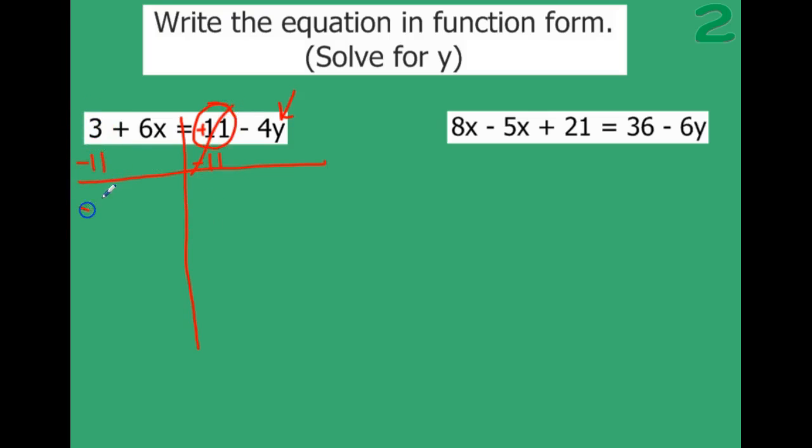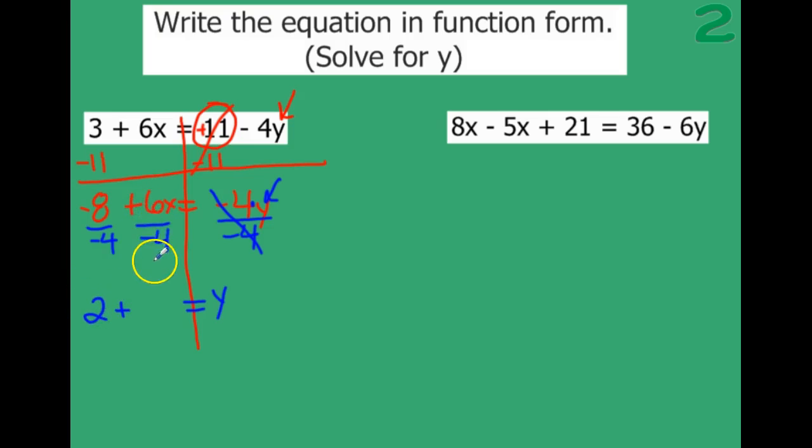3 minus 11 will give me a negative 8. And then plus 6x equals negative 4y. And now I want y by itself still. So this is multiplied. We need to divide everything by negative 4. Those are gone. Negative 8 divided by negative 4 is a positive 2.